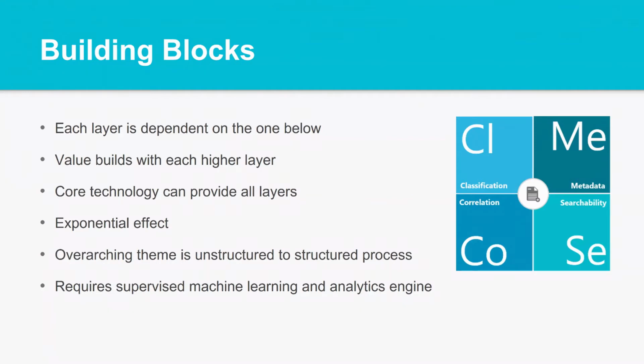A key concept I want to reinforce is that these elements are, as already stated, building blocks. Each layer relies on all the underlying layers. With each step up the chain, value increases and starts to grow exponentially. It's critical for continuity and speed that a single core technology or catalyst processes content step by step. And the key overarching principle is the conversion of unstructured data to structured information. Plain text mining or an OCR process alone cannot leverage true value. And today, supervised machine learning with analytics is key to quick deployment and maximizing value.